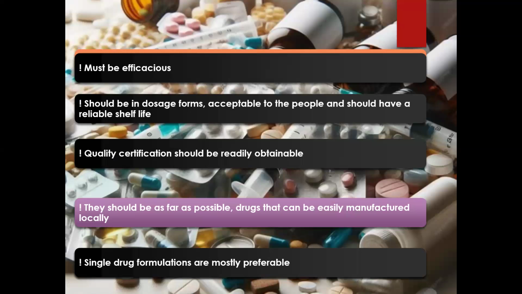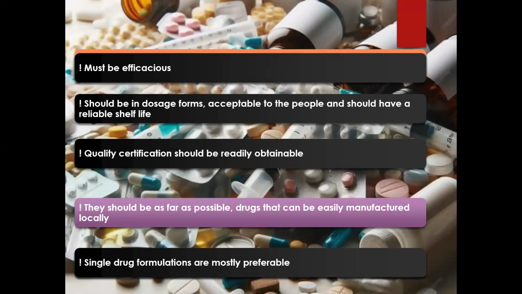Another criterion that is considered is that the drug should meet the healthcare need of the majority of the people. That is, the drug must serve the condition. Let's say in a particular country, they have about 20 diseases that are endemic, that they are living with. At least 90% of those disease conditions, the drugs should be procured, should be in the national list.